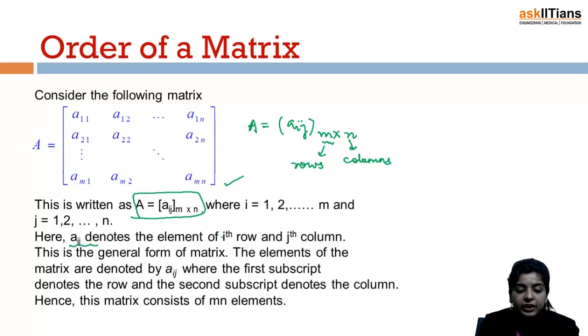Here aij denotes the ith row. As we have discussed, whenever we write aij, the first subscript will always stand for the row. So this denotes the ith row and jth column. This is the most general form of matrix, and one more important concept here is the order. When I am writing aij m cross n, this m cross n denotes the order of the matrix. And this would mean that this matrix contains mn elements. Just multiply these two subscripts and this denotes the number of elements.